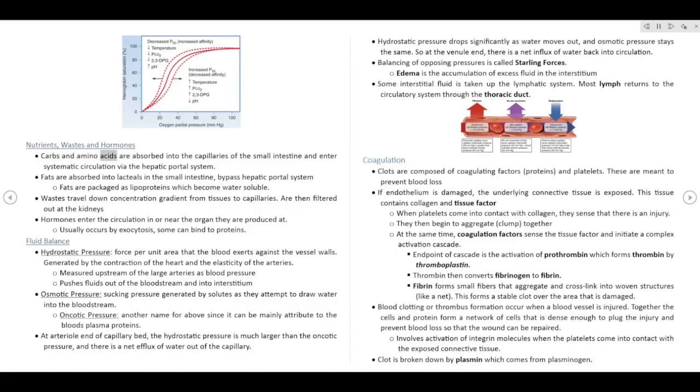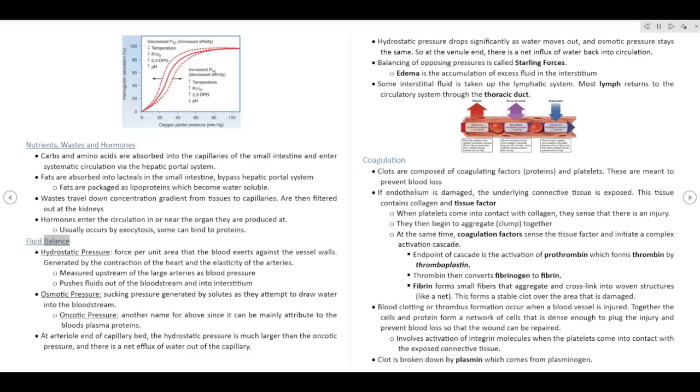Nutrients, wastes, and hormones. Carbs and amino acids are absorbed into the capillaries of the small intestine and enter systemic circulation via the hepatic portal system. Fats are absorbed into lacteals in the small intestine and bypass the hepatic portal system. Fats are packaged as lipoproteins, which become water-soluble. Wastes travel down concentration gradient from tissues to capillaries, and are then filtered out at the kidneys. Hormones enter the circulation in or near the organ they are produced at. Usually occurs by exocytosis, and some can bind to proteins.